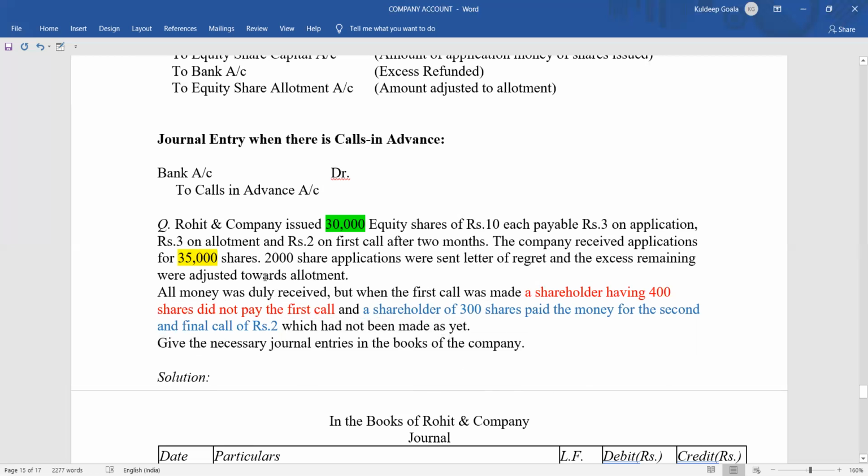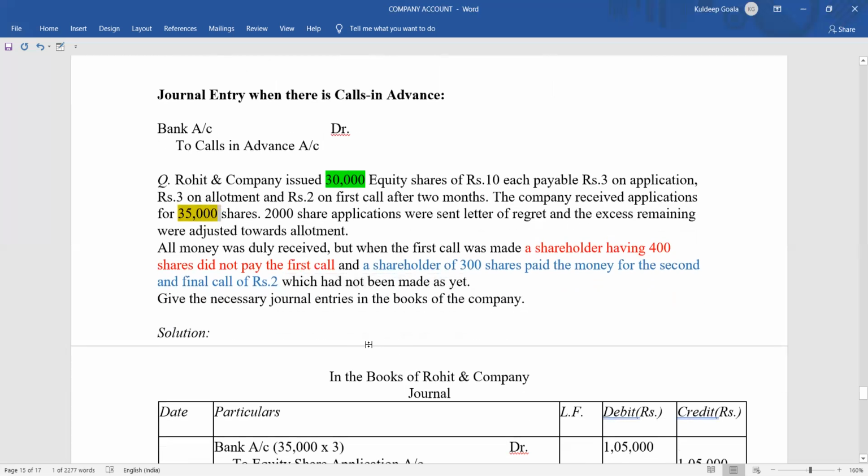So let's start. First one, Rohit and company issued how many? 30,000 shares. And how many applications have you received? 35,000. So at the time of receiving, you cannot reject anything. Later on, we can reject. So first of all, we will receive all the 35,000.